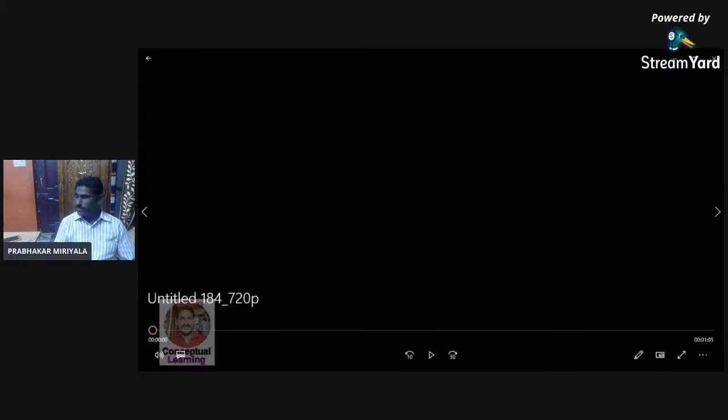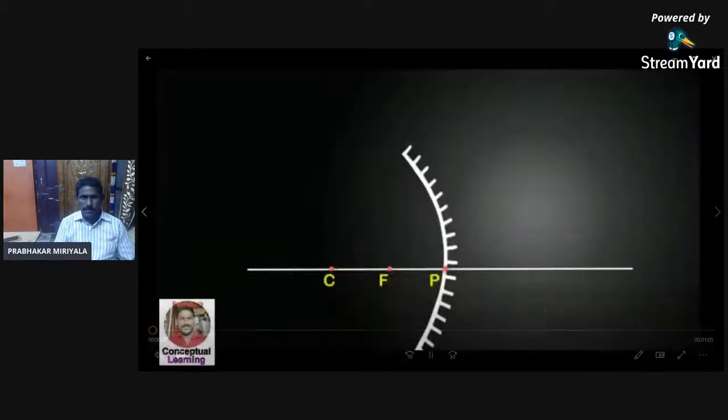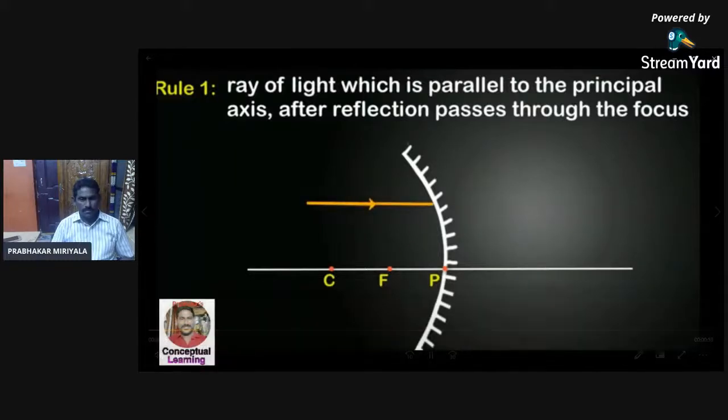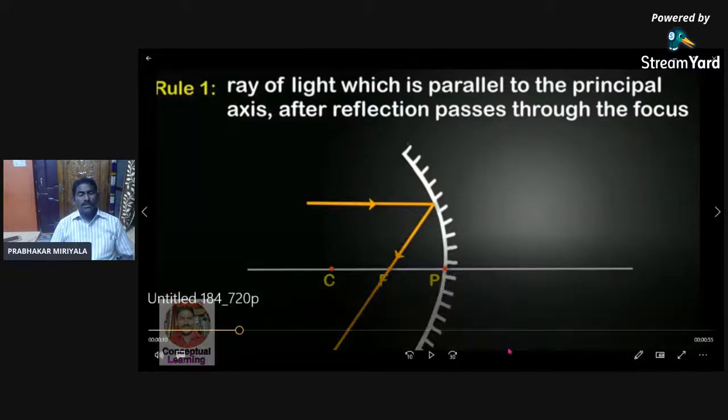Rule 1. A ray of light which is parallel to the principal axis after reflection passes through the focus. So this is the first rule. If any ray is parallel to the principal axis, this is called a principal axis. This is the imaginary line which joins the center of curvature and the pole of the mirror.